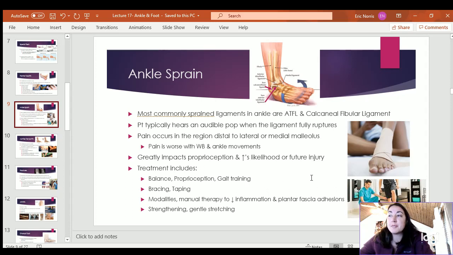Modalities, manual therapy to decrease inflammation. Also working on the plantar fascia, because oftentimes that will get some adhesions, especially if they're stuck in a boot for a while. If they have any type of injury where they have to wear a boot, keeping them in that fully guarded position for so long can actually stir up some plantar fasciitis.